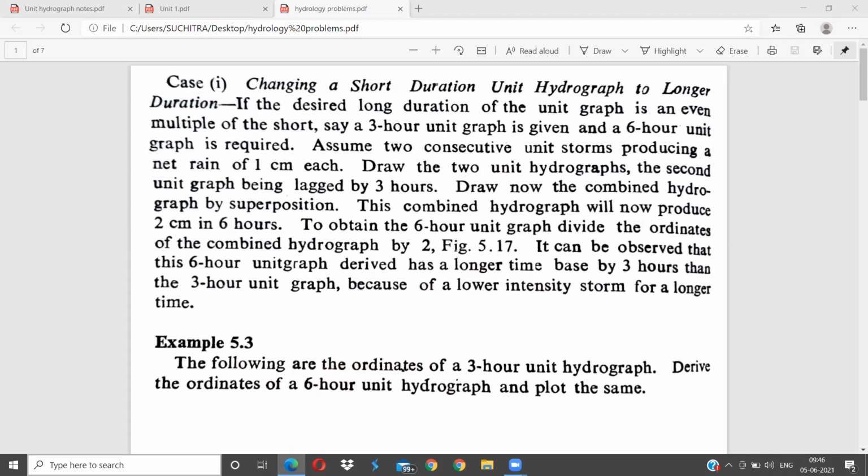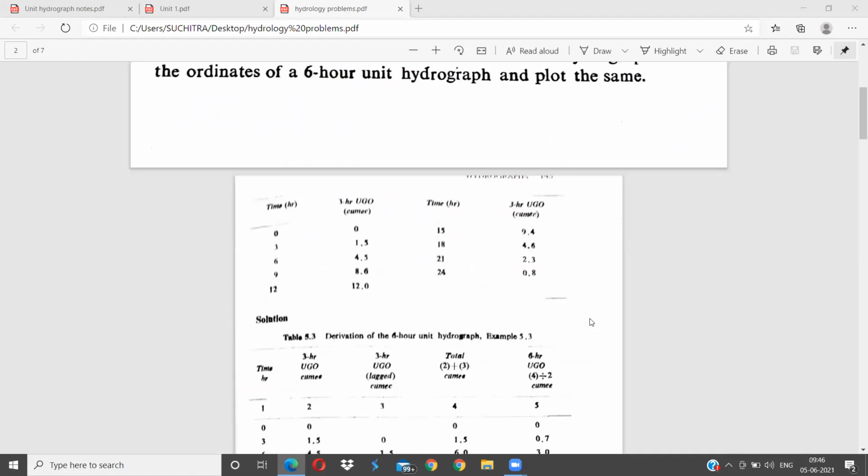So this is one method by which you can change a short duration unit hydrograph to a long duration unit hydrograph. Now we shall work out a numerical problem on changing a short duration unit hydrograph to a long duration unit hydrograph. The following are the ordinates of a 3-hour unit hydrograph. Derive the ordinates of a 6-hour unit hydrograph and plot the same. So this is the given problem.